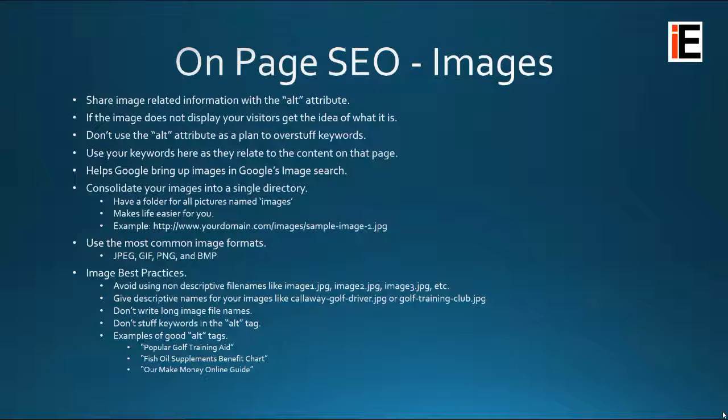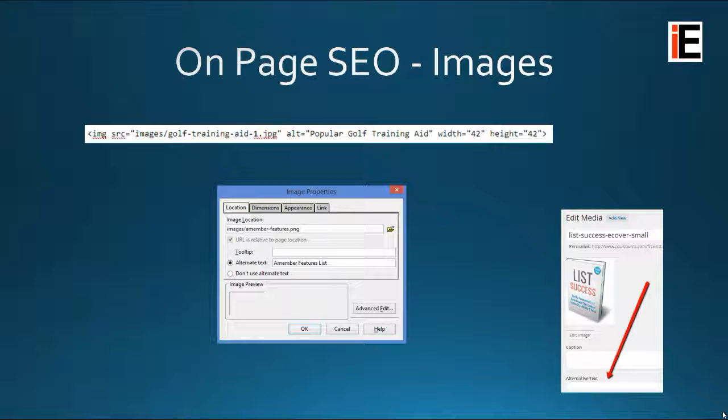Let's say you have a picture of your ebook on how to make money online. You could call it our Make Money Online guide. Here is an example of what the alt tags would look like if you use the example of popular golf training aid that I use there. You'll notice here you could use Composer for this. I'm using Composer for this example. And you'll notice here, if you're going to do the straight code, it would be the source of your image, and then alt equals, and in quotes, that is exactly where you put in your alt tag. That's where you put in that text.